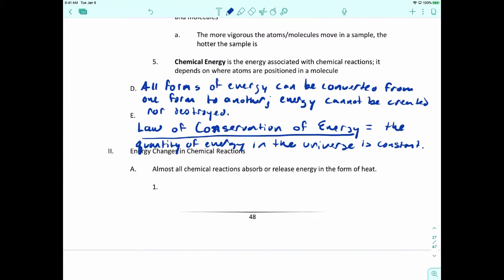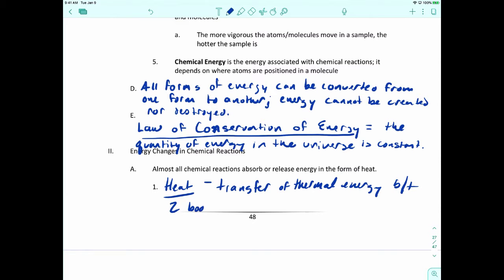Now, almost all chemical reactions either absorb or release energy in the form of heat. So heat, we need to define our next term: heat is the transfer of thermal energy between two bodies that are at different temperatures.